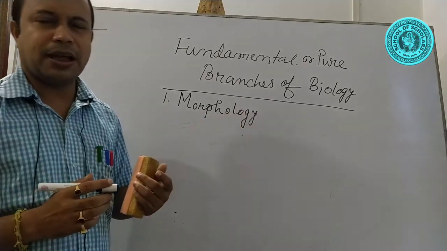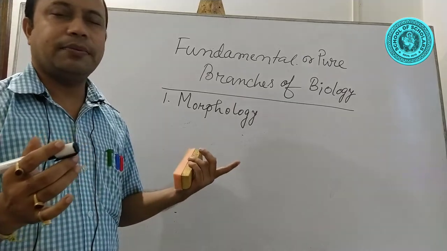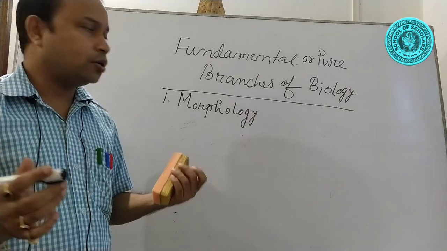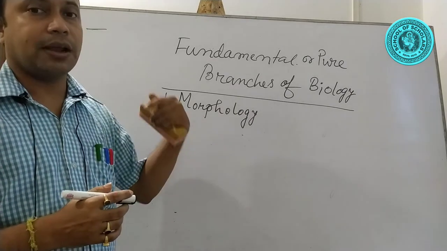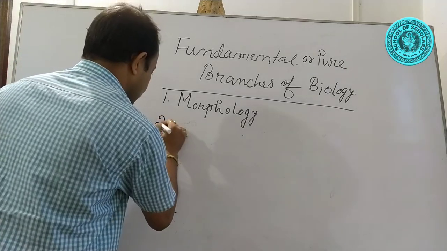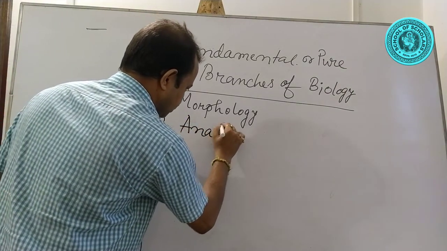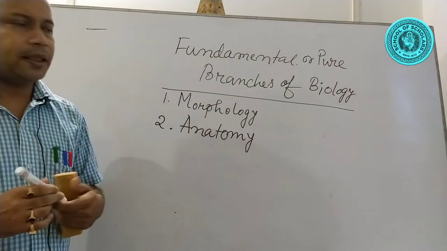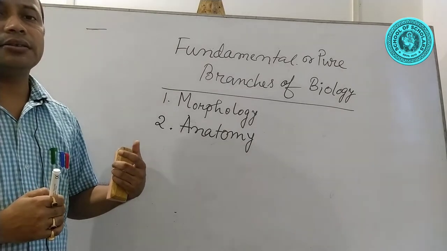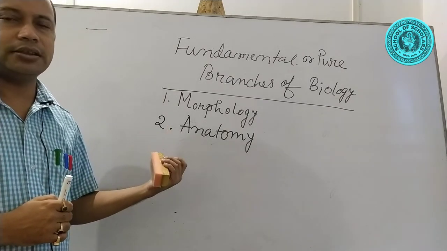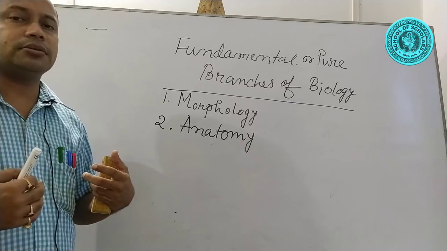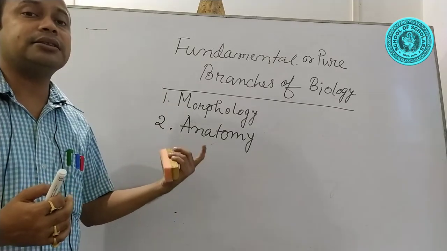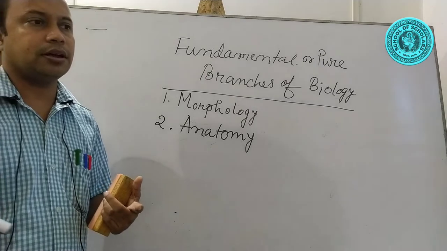And in case of plants, there are different kinds of leaves, there are branches, there are different types of fruits. All these are morphological characters in case of plants. Next, anatomy. Anatomy means study of internal structure of an organism. Inside our body, there are several structures present. This branch studies the internal structure of both animals and plants and other organisms.